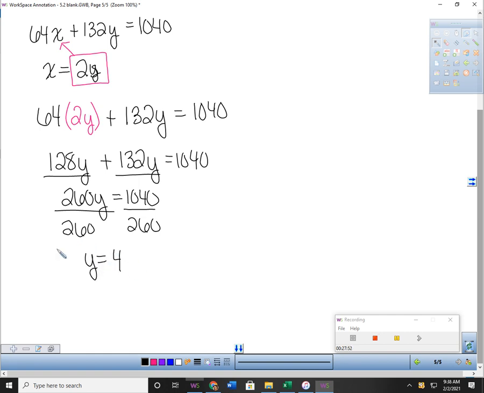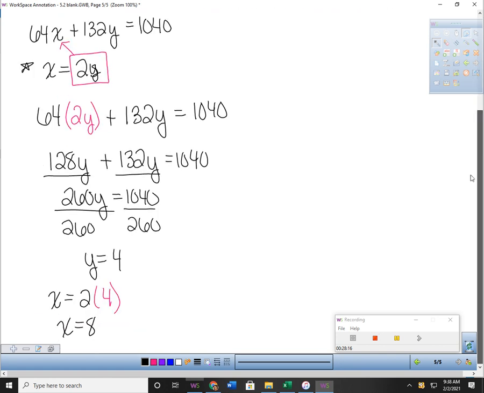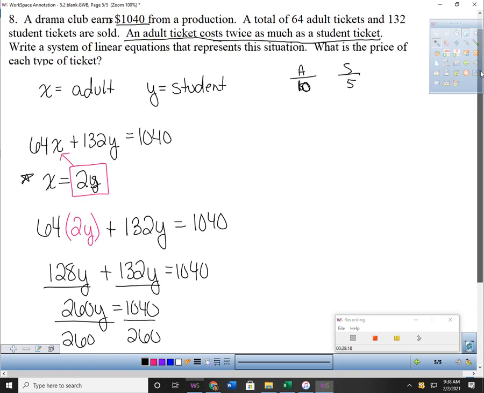All right, and then to get the price of the other ticket, all I have to do is plug in for the Y on that equation where the other variable was solved for, correct? So I've got X is equal to 2, and then I'm going to plug in the Y value times 4, which is 8. All right, so the Y represents your student ticket, and the adult ticket is 8.